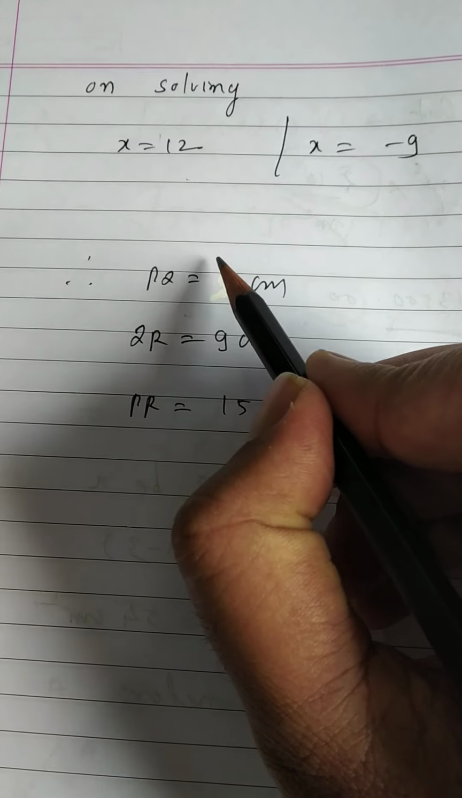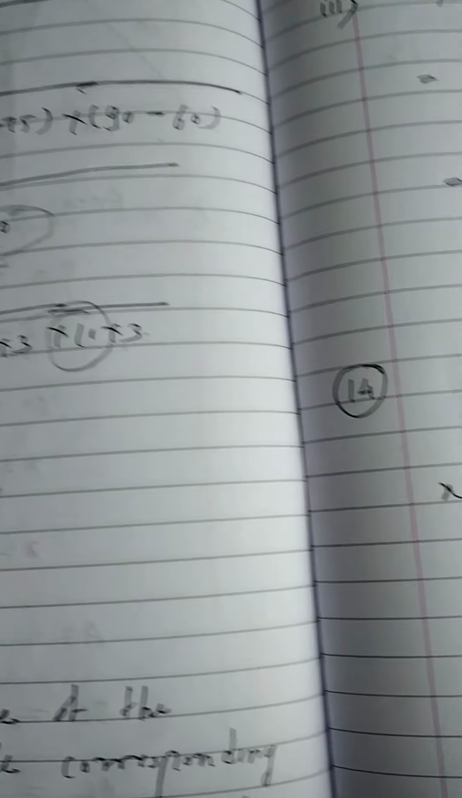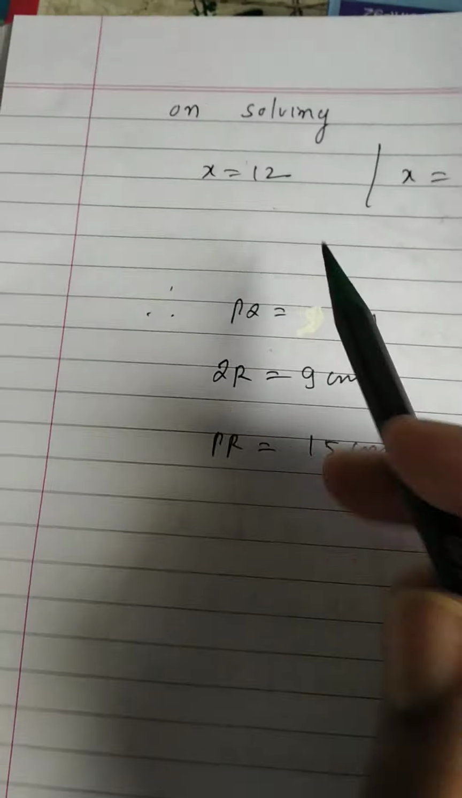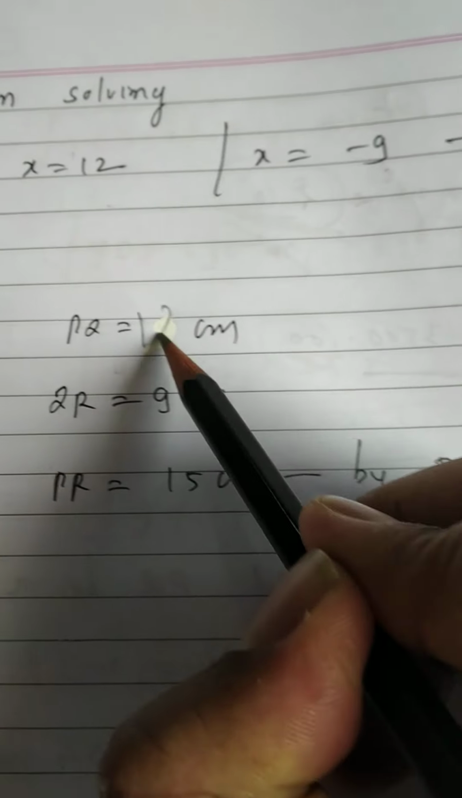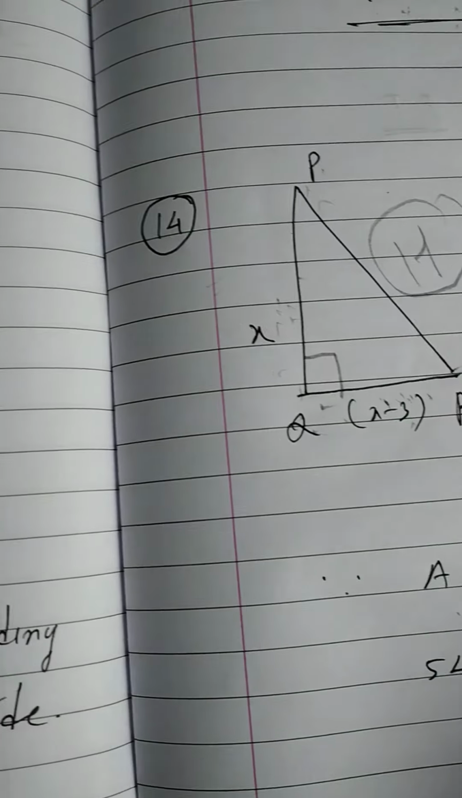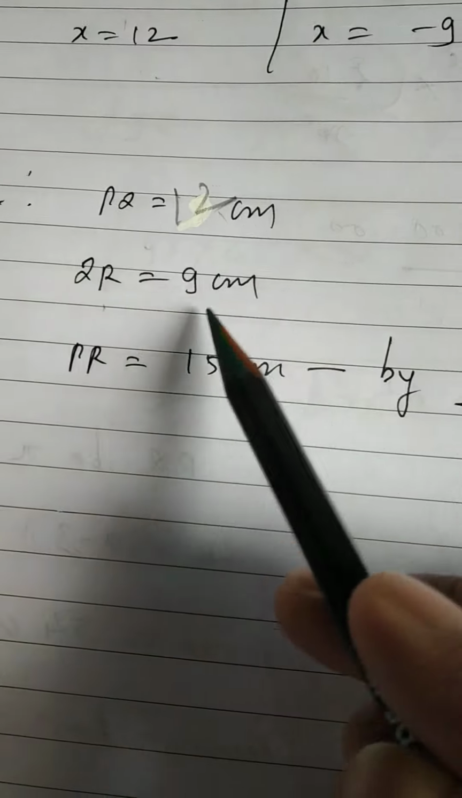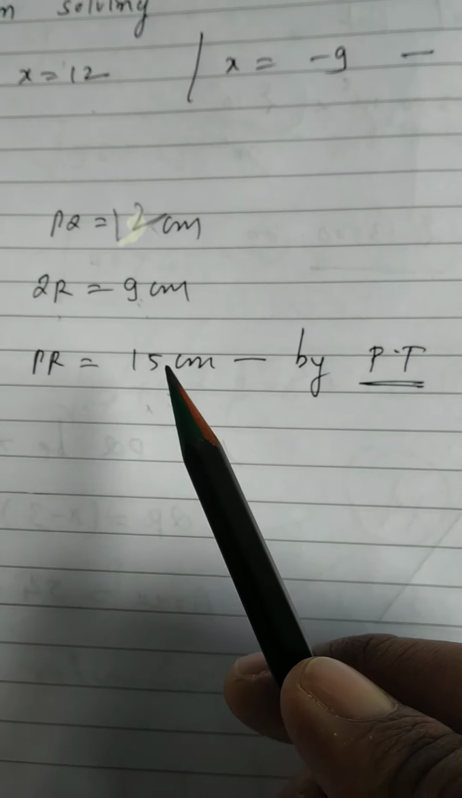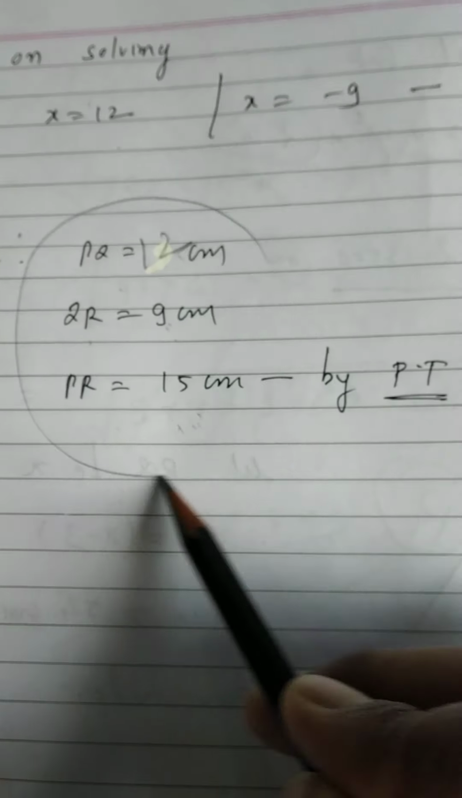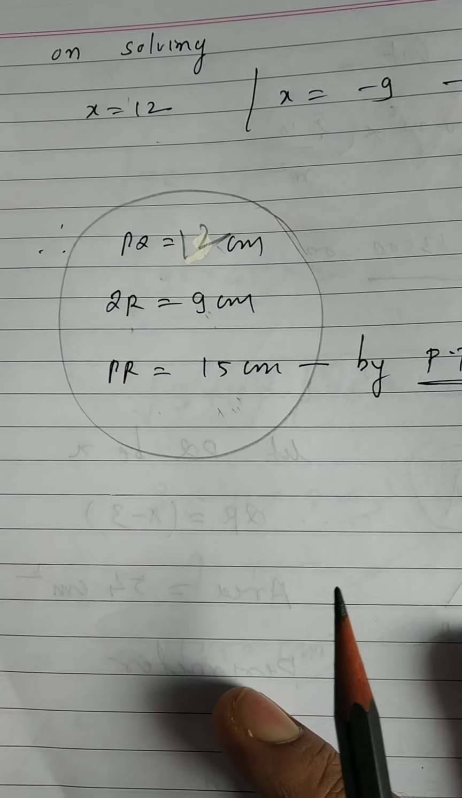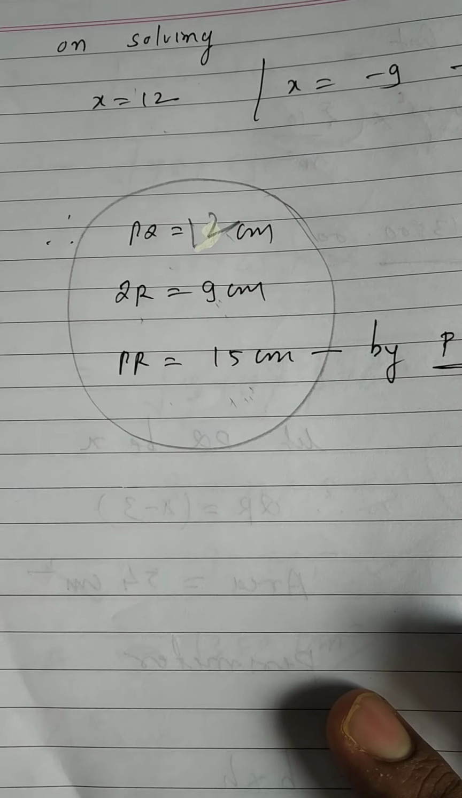So PQ will be what? PQ is X, that means the X value is 12, isn't it? And QR is X minus 3, so it will be 12 minus 3, that is 9. And PR is 15 centimeter by Pythagoras theorem. Because the question asks to find all the sides of the triangle. I hope it's very clear. So here we will end. Thank you.